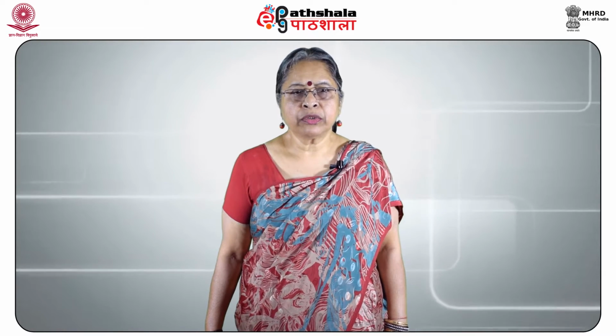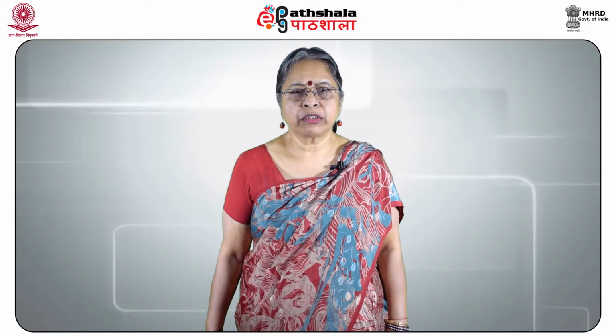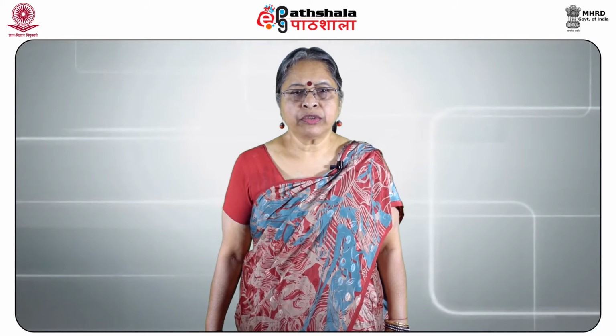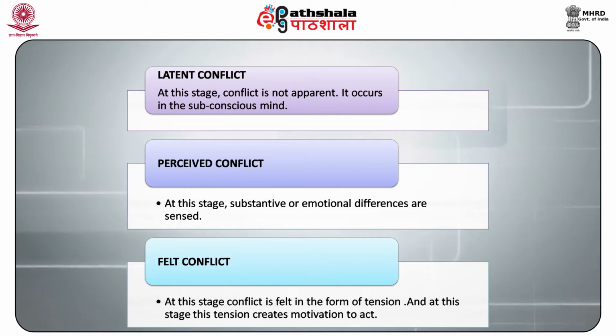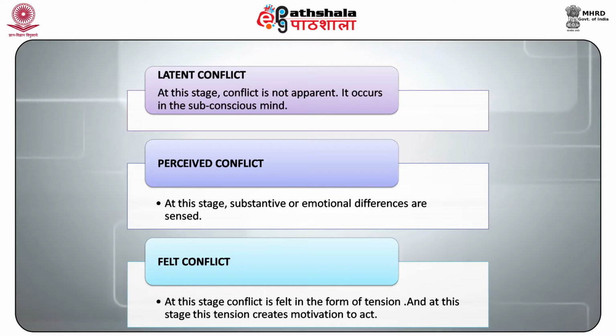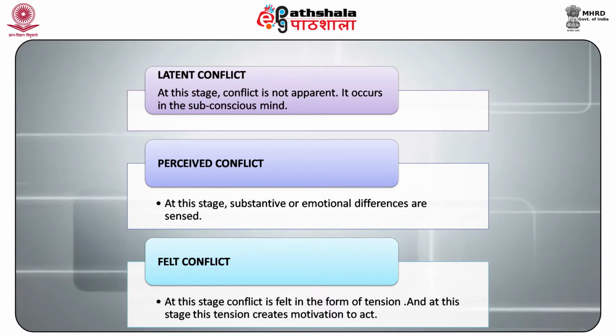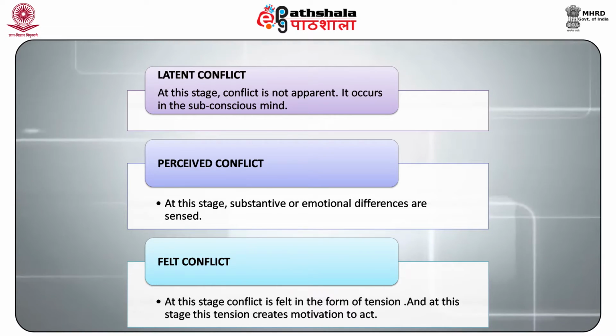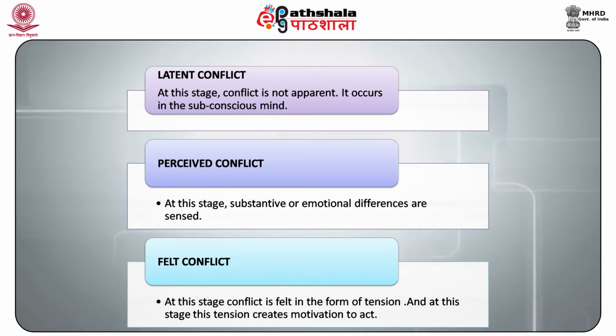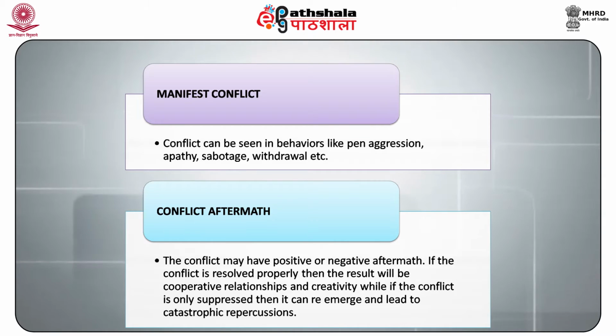Now we will discuss the levels or stages of conflict. Conflict has the following stages. Latent conflict. At this stage, conflict is not apparent. It occurs in the subconscious mind. Perceived conflict. At this stage, substantial or emotional differences are sensed. Third, felt conflict. At this stage, conflict is felt in the form of tension, and this tension creates motivation to act.